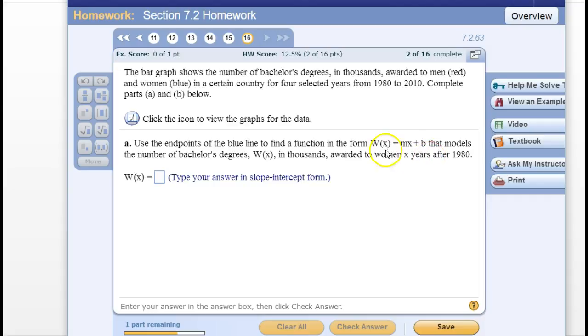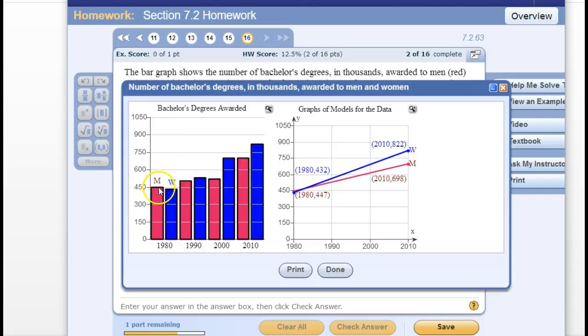So we're going to do the women. We're going to come up with a linear model for the women. So there's men, there's women in the blue. They're giving us 2 points for the women: 1980 and 432 bachelor's degrees awarded. In 2010, 822, so it almost doubled in that amount of time.